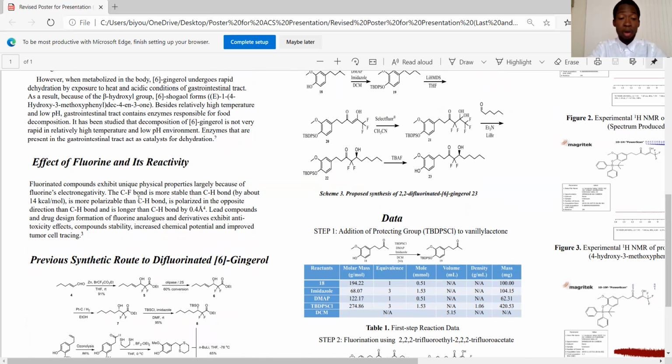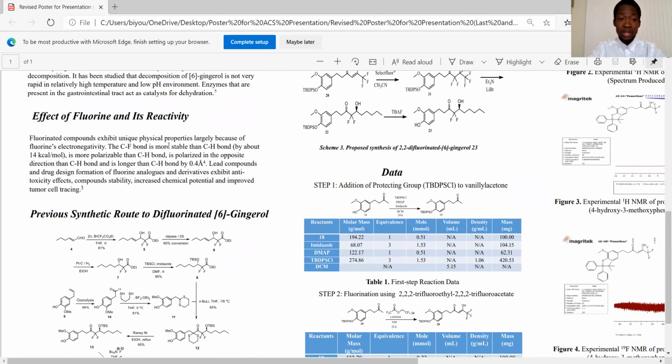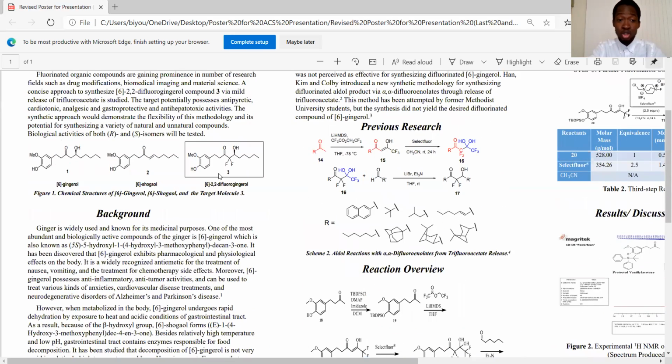Well, the CF bond is known to be more stable than the CH bond by about 14 kcal per mole. And then the CF bond is more polarizable than the CH bond, and is more polarized in the opposite direction than the CH bond. And then finally, the CF bond is longer than the CH bond by about 0.4 angstrom. And then this effect of the CF bond in 2,2-difluorinated cisgengerol makes it more stable.